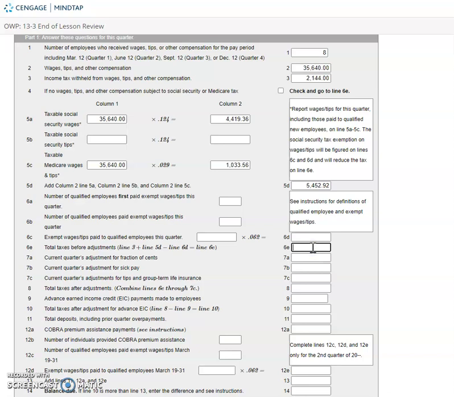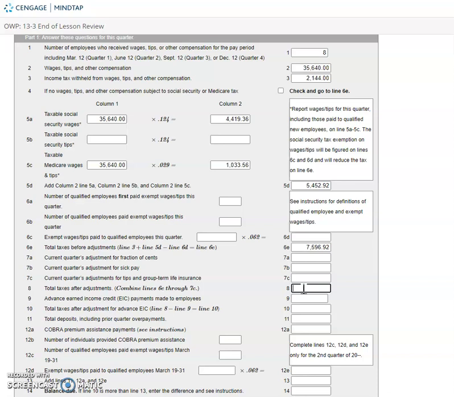So I get 7,596.92. 7A is current quarter's adjustment for fraction of cents, nothing. Sick pay, nothing. Tips and life insurance, nothing. Again, if they're going to have something like that, they will tell us in the directions.